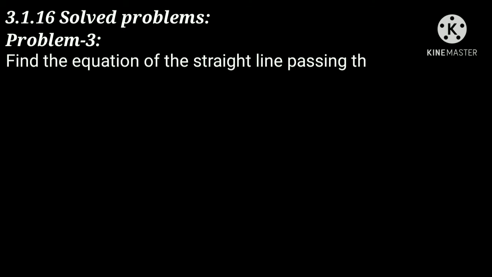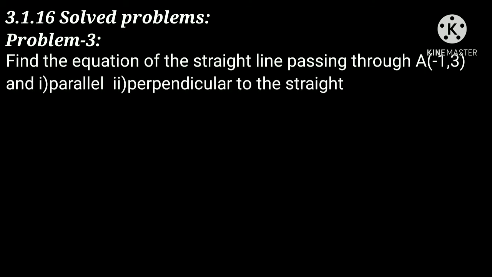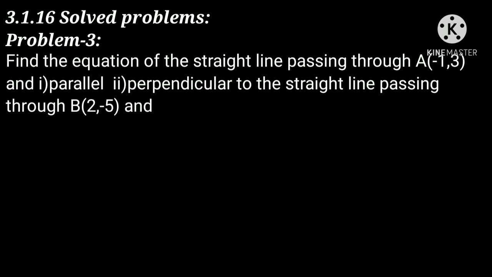3.1.16 Solved Problems. Problem number 3. Find the equation of the straight line passing through A(minus 1, 3) and first parallel, second perpendicular to the straight line passing through B(2, minus 5) and C(4, 6). This is our given problem.